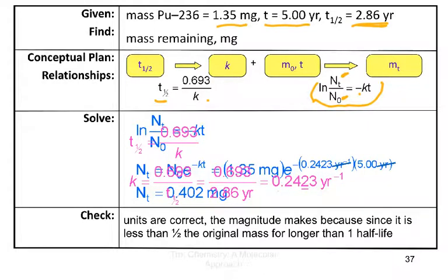Let me erase my marks there. And then we can plug that in over here. We want to know our amount at our time. If we take both of these to the power of e, we can solve for it, so N0 e to the minus kt is going to be our amount at that time. So if you plug in those numbers, we get an amount at that time of 0.402 milligrams.